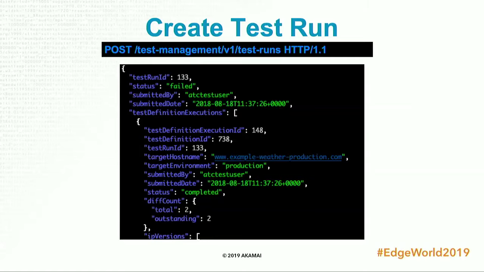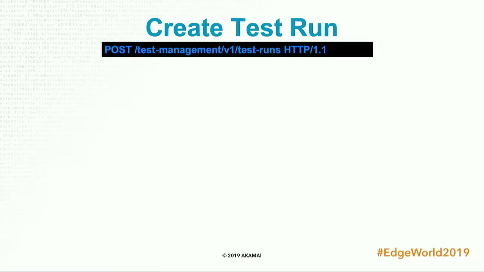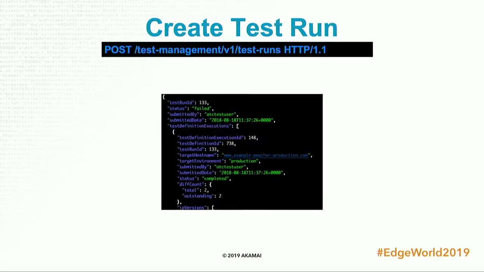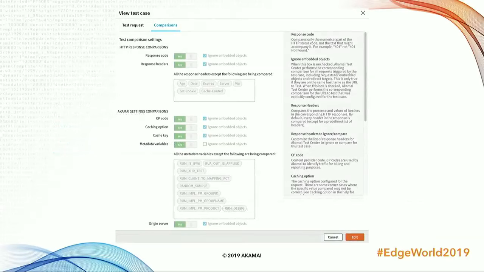So this is about the API. And this is how your newly created test definition and test case look when you go to Akamai Control Center. So we've got a host name, we've got test definition, description, and name, and we've got one test case here. After the test run, you can view test results using the API, as well as in Akamai Control Center.